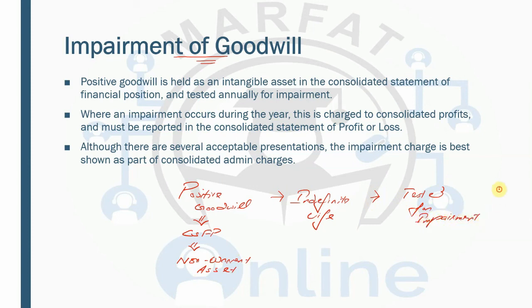And impairment means there will be a fall in the value of the goodwill due to indicators. So if there is any impairment, then credit will be the goodwill because the goodwill value will be reduced, and debit will be the profit or loss because this is known as the impairment. So if there is any impairment, that will be included in the consolidated statement of profit or loss.